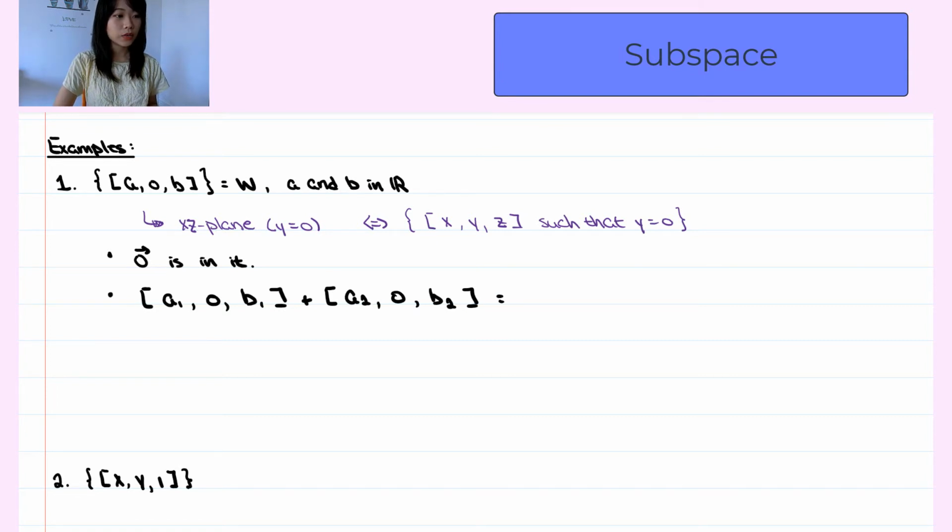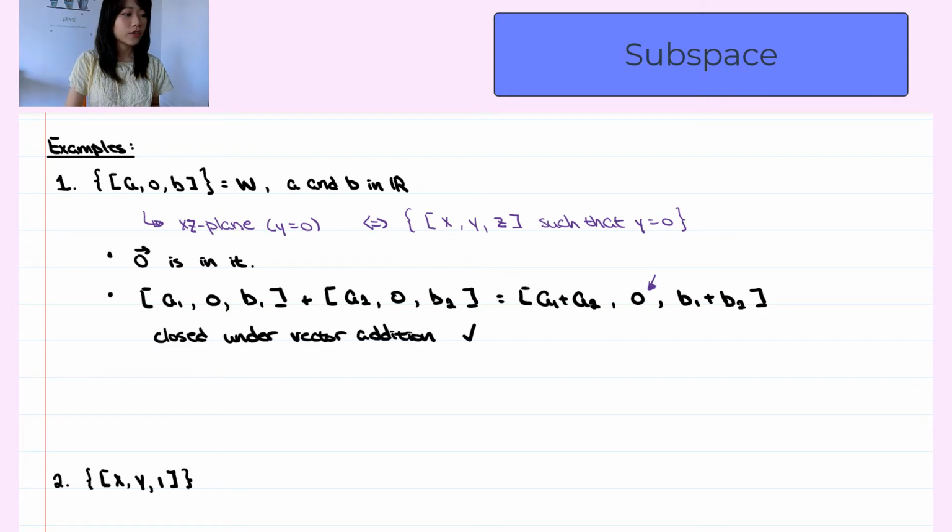So this equals A1 plus A2 for the first component. Second component is 0 plus 0, which is still 0. Third component is B1 plus B2. So is this result still in the subset? Yes, because we still satisfy the condition. The second component is still 0. So the subset is closed under vector addition.